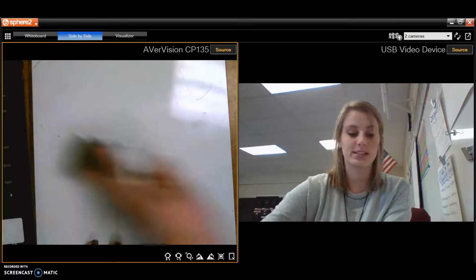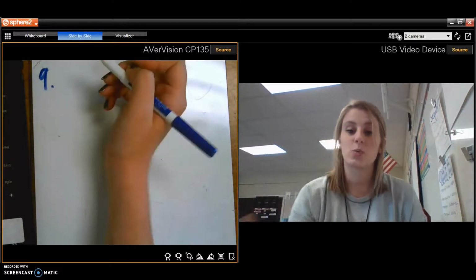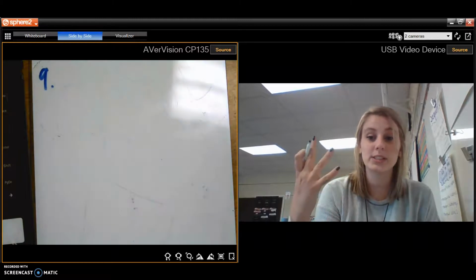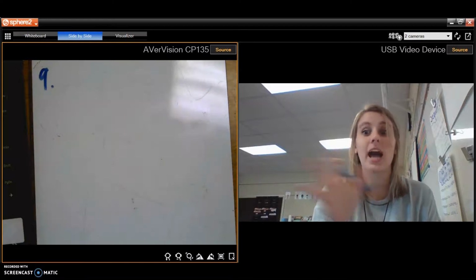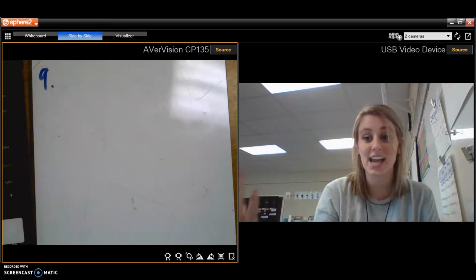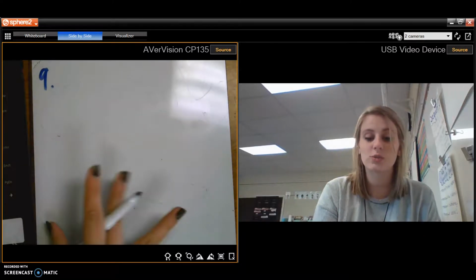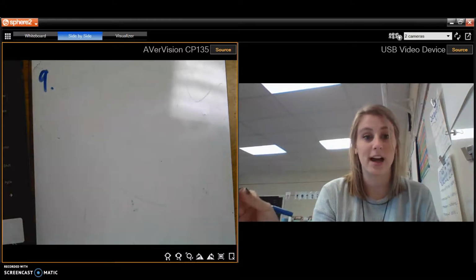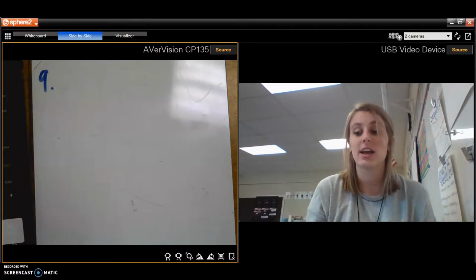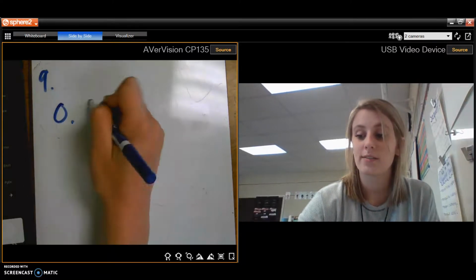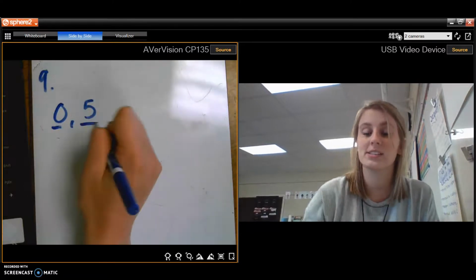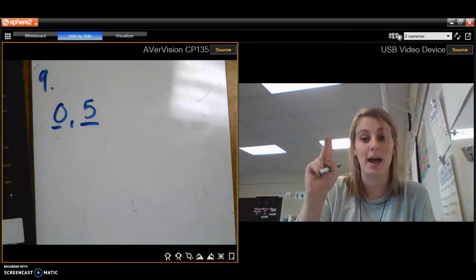Our last one is number 9. So we're thinking about, this one says, do the numbers show counting by 5s? We've done a lot with skip counting by 5s and 10s and different numbers. So remember, when we are skip counting by 5s, there's a pattern. The numbers always end in 0 or 5. Always end in 0 or 5. And they go back and forth.